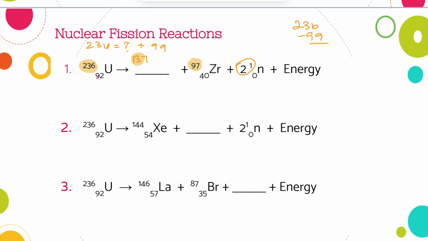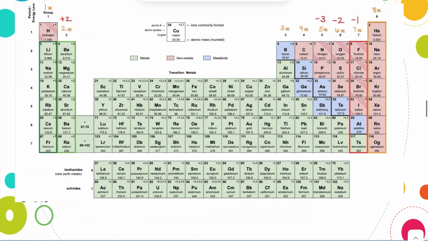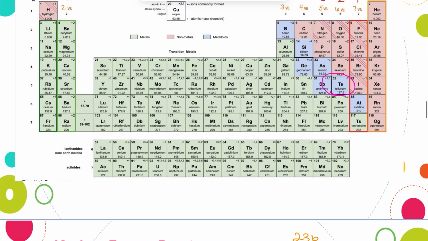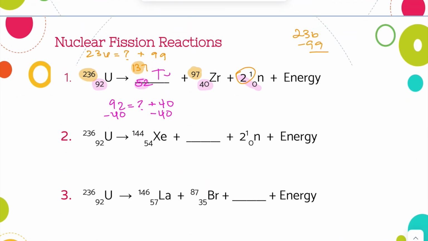Doing the same thing now on the bottom, 92 needs to equal something plus 40 plus, well, our neutrons don't have any protons in them, and so that's not going to contribute. So 92 is going to need to equal something plus 40. So if I subtract 40 from both sides, we get 52 down there. And I can go up here and look, what is my element number 52? It is tellurium, and so I'm going to put that Te here for that nuclear fission reaction.